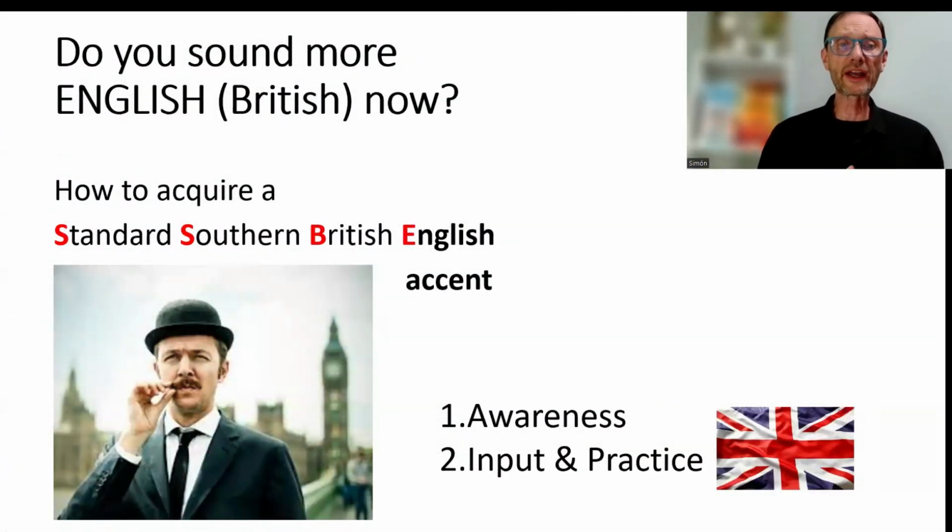So if you want to acquire a standard Southern British English accent, then the first thing is to, well, watch a video like this one, and you become aware, you become conscious of these 8 specific phonemes which really do distinguish the standard Southern British English accent from other accents around the English-speaking world. The next thing is to get a lot of input from the BBC, from Downton Abbey, from The Crown, etc.